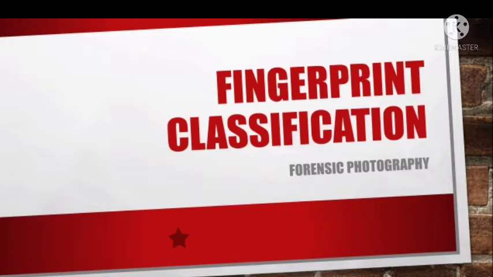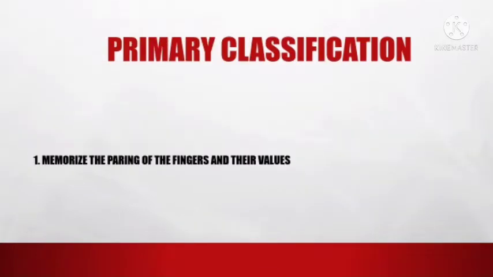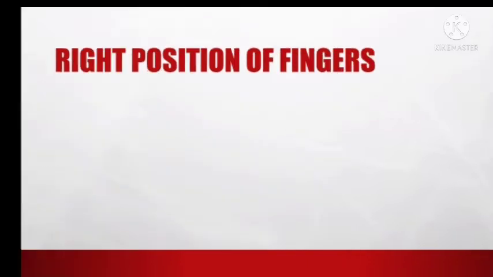So before that, let us know what is fingerprint classification. It is a formula derived for a complete set of 10 fingerprints, or the arrangement of fingerprint records into groups or subgroups for filing purposes. In primary classification, there are 5 things that we need to remember. First, memorize the pairing of the fingers and their values. Under this, we have to always remember the right position of fingers.